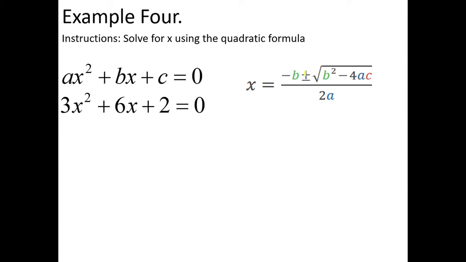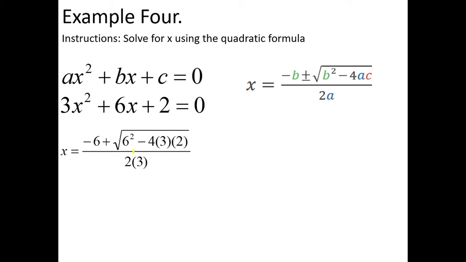And then we'll have two numbers. One number will be negative b plus the square root, and the other answer for x will be negative b minus this square root. Those will be our two solutions. So let's look at the first solution first. The negative b is 6, so negative b plus the square root.